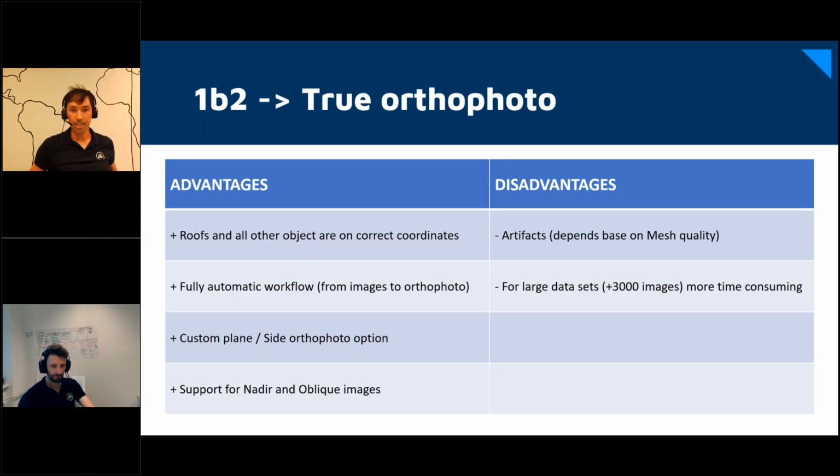And if we take a look at the disadvantages of true orthophoto, definitely we must say that we still have a bit more artifacts with the true orthophoto in comparison to traditional orthophoto, because the artifacts mainly depend on the mesh quality. And it's still super difficult to get the perfect boundary between the roof and terrain, to have the roof in a straight line. Then you have some bubbles, and based on this, we get some artifacts also on the orthophoto.